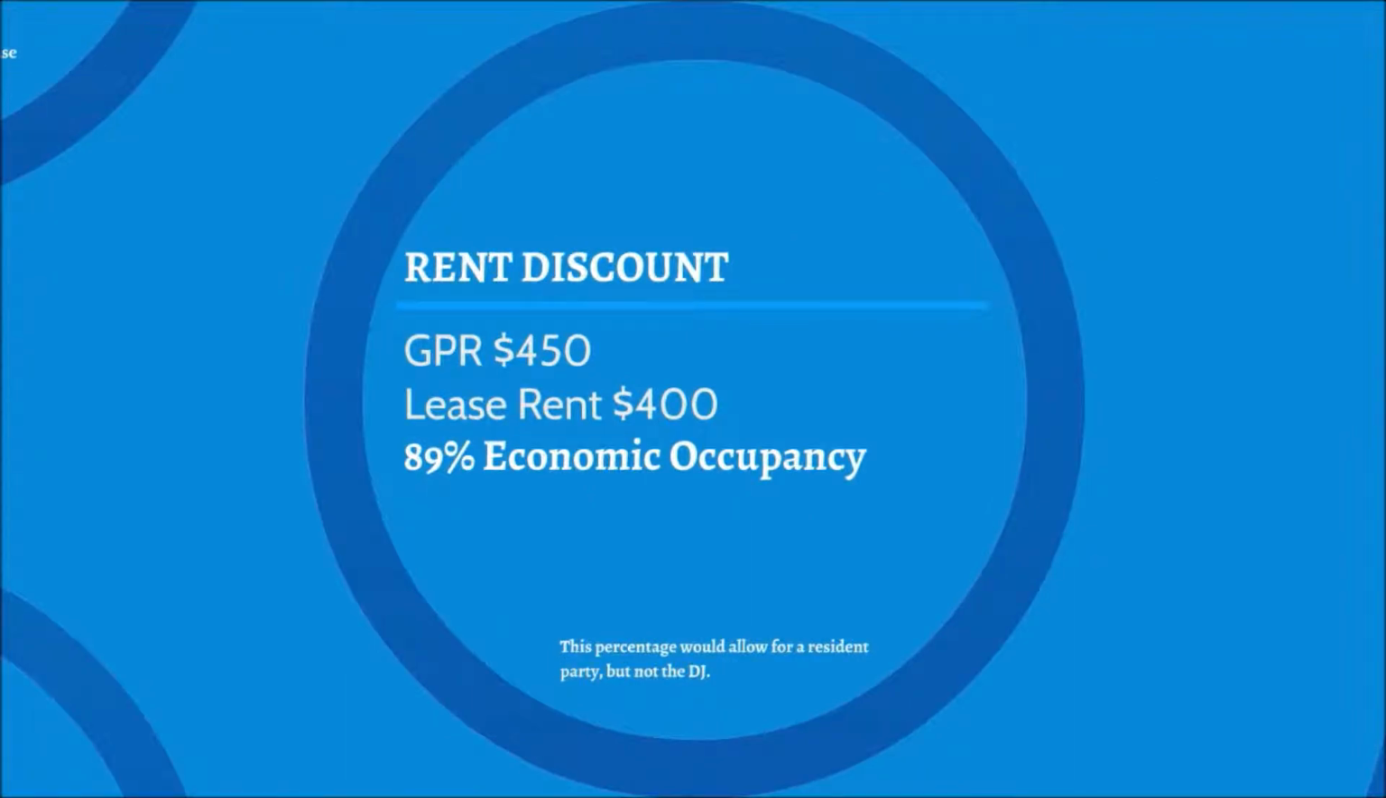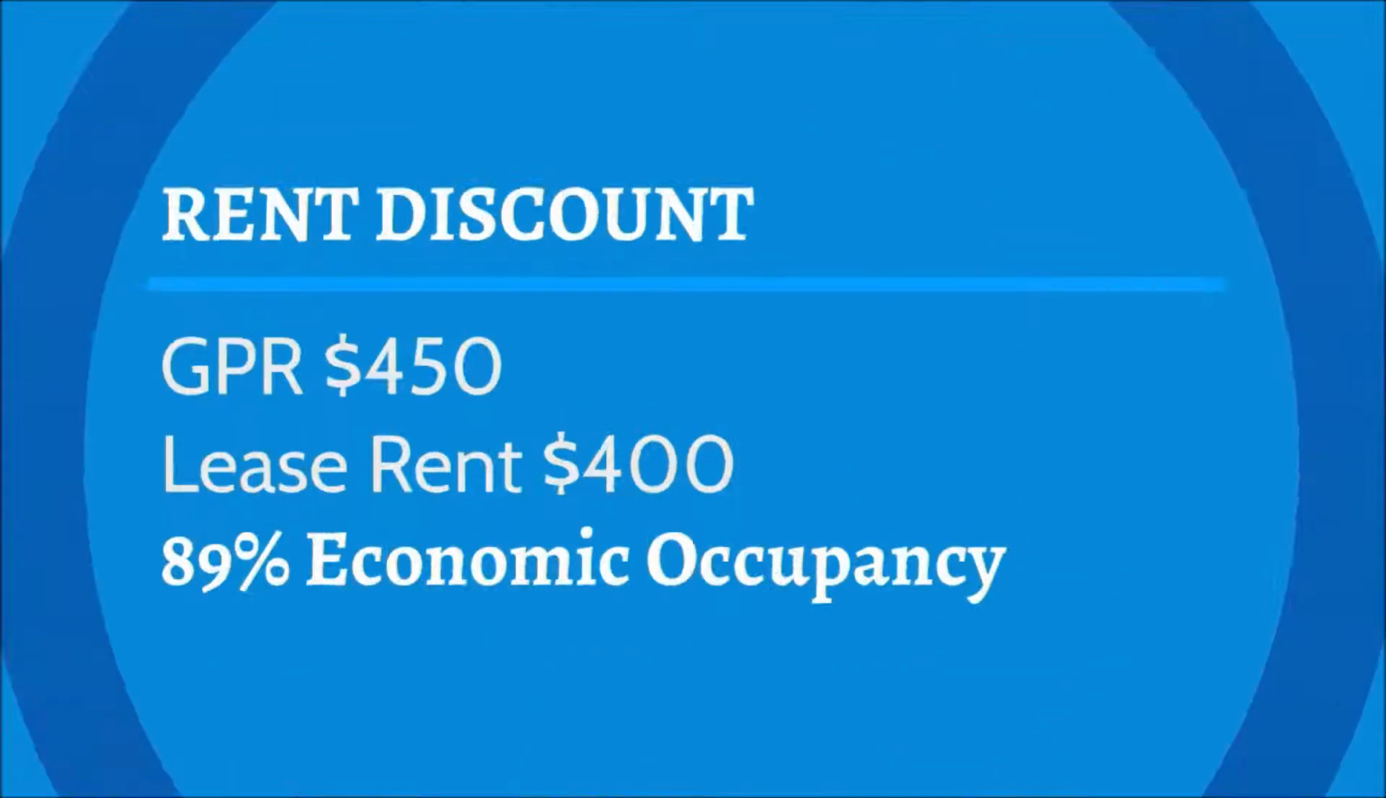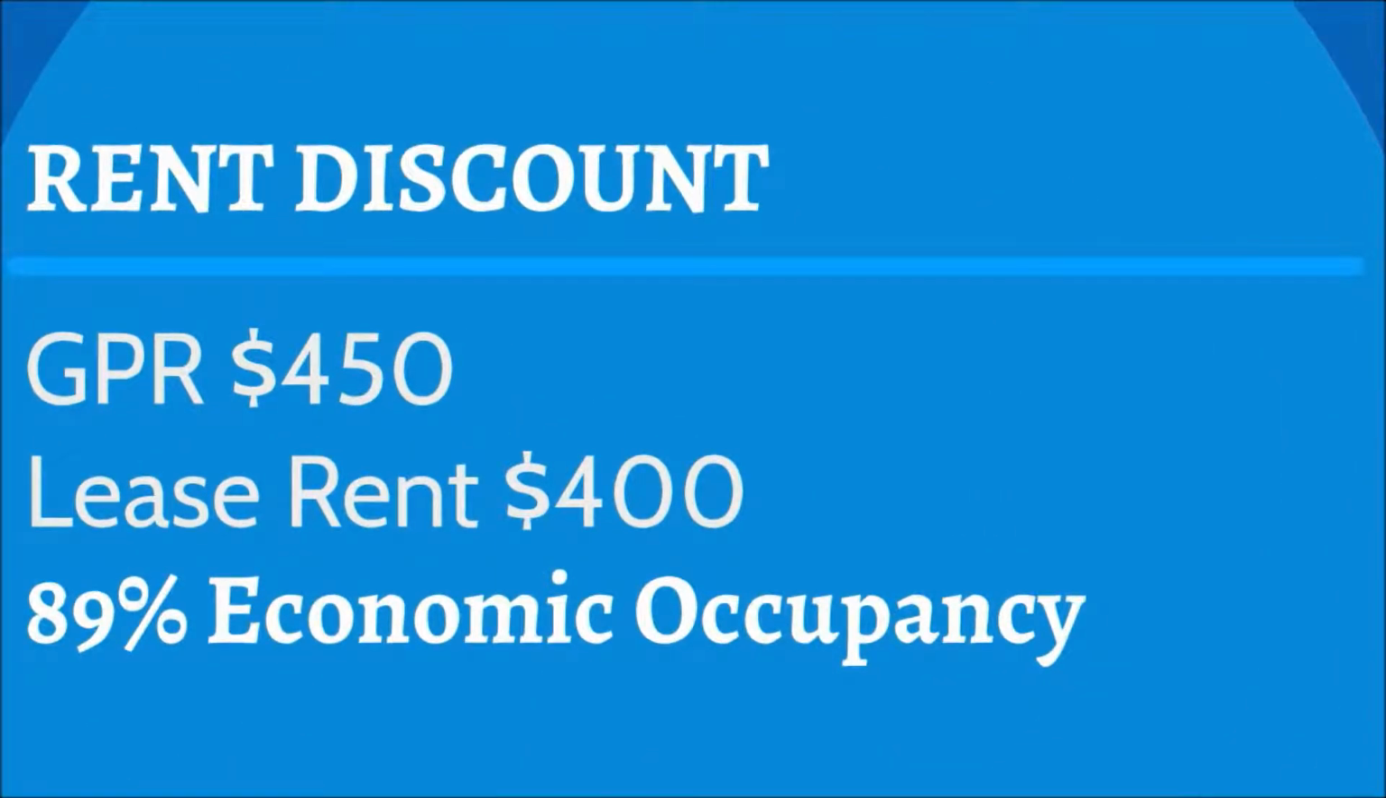In this next example, we will look at just a rent discount. Now, this floor plan type has a market rate of $450 a month, and they decide to offer a $50 a month concession for a lease rent of $400. That would lower our economic occupancy to 89%.